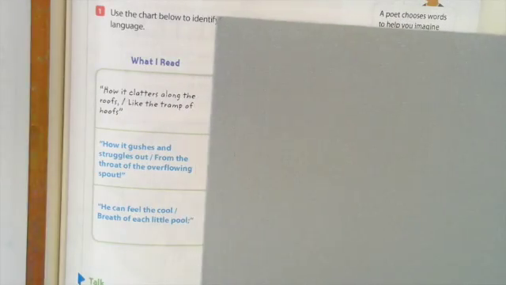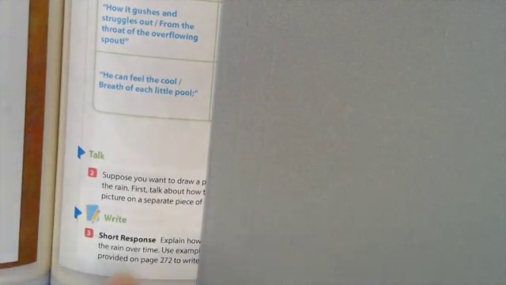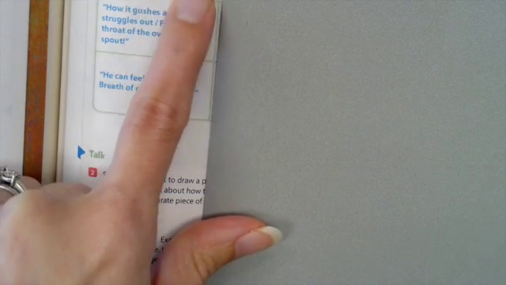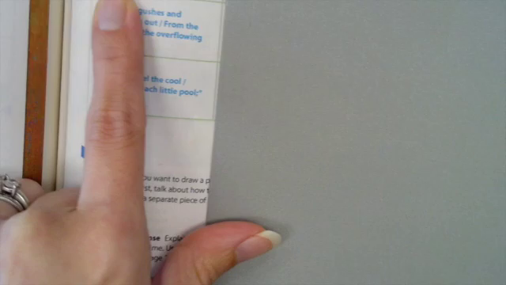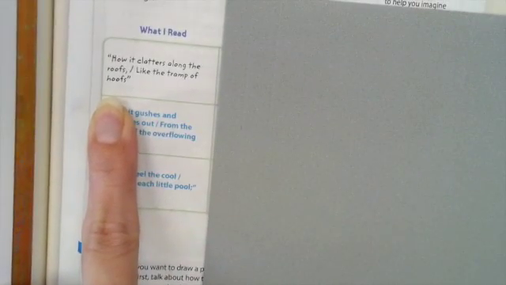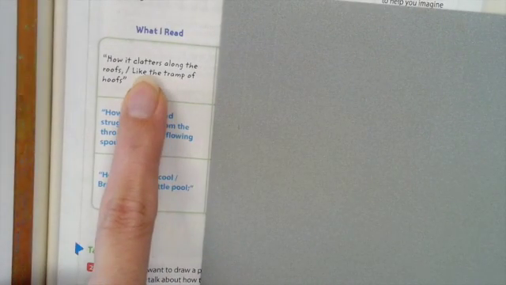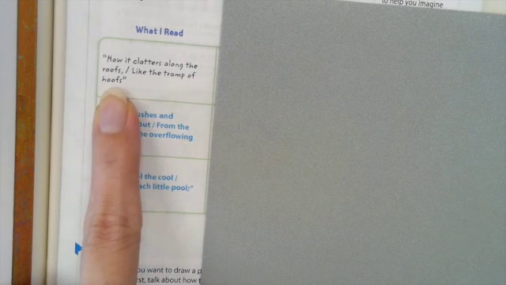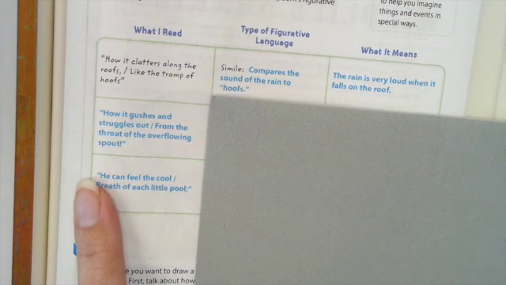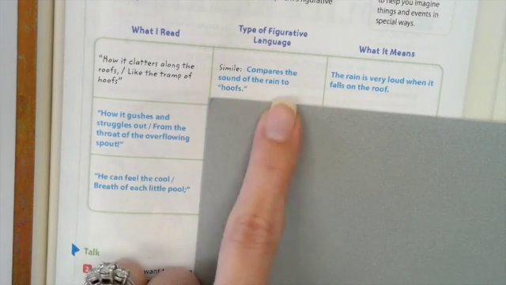So we're going to use what we underlined to fill in the table on page 469. The first one is partially done for us. It was in the second stanza, how it clatters along the roofs like the tramp of the hoofs. What type of figurative language is that? It uses the word like to compare the rain to hooves. That is a simile. Simile is comparing the sound of the rain to the hooves.